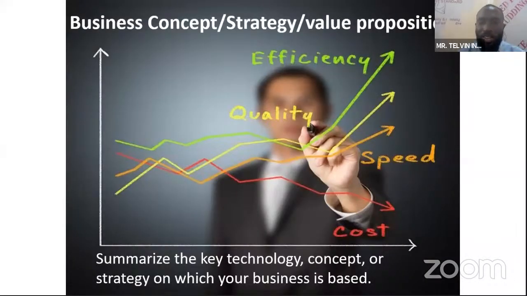Then your business concept, strategy, and value proposition. You summarize the key technology, the concept or strategy in which your business is based. Now, this will allow you to understand how your business will be a viable one, and also be a winning business plan for your investors and grant awarding bodies. So when you are writing your business plan and you come to your basic concept, the strategy and value proposition, you summarize the key technology, the concept, and strategy on which your business is based.